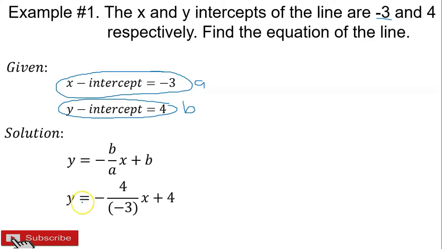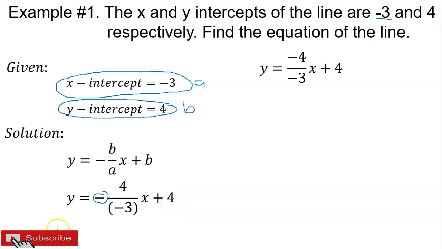Okay? So, we have y is equal to negative. So, wag na natin kakalimutan yung negative dyan. Negative times ang value ng b natin ay 4. All over, ang value ng a natin ay negative 3. And then, copy x plus ang b ulit natin ay 4.